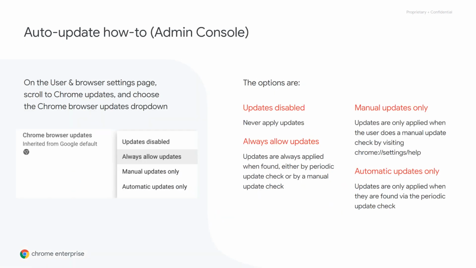Here's how you enable auto update in the admin console. Feel free to take a screenshot of this slide as a reference. To make sure your users receive updates as soon as they're available, configure this setting to always allow updates. This gives your users two routes for automatic updates. One, when updates are found via the periodic update check, and two, when the user does a manual update check by visiting chrome://settings/help.